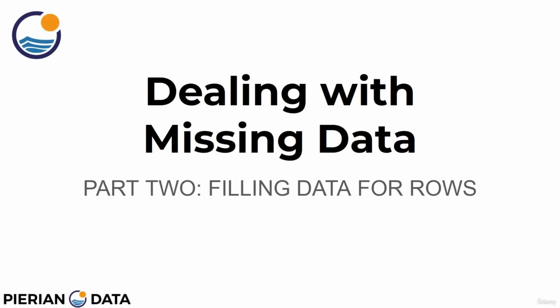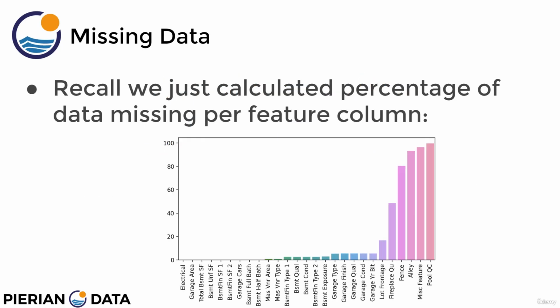Welcome back, everyone, to our continued discussion on dealing with missing data. In part 2, we're going to talk about filling in data for rows. Recall, we just calculated the percentage of data missing per feature column.